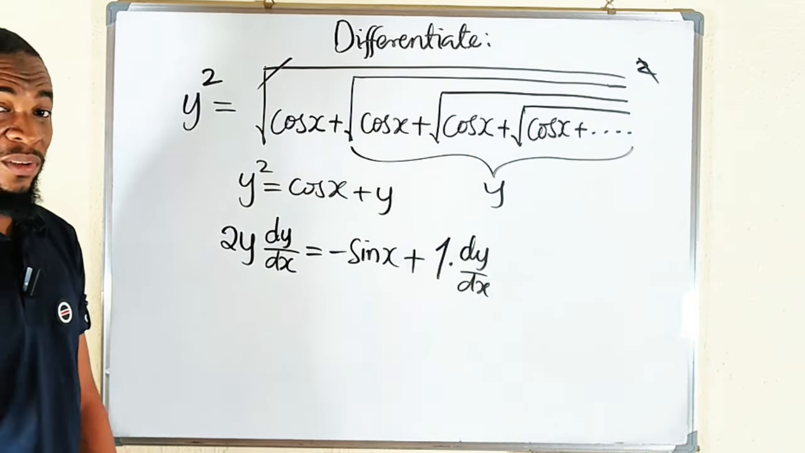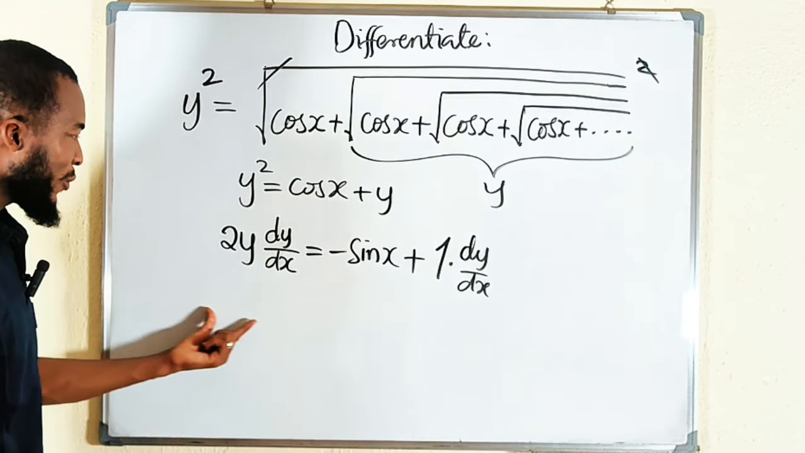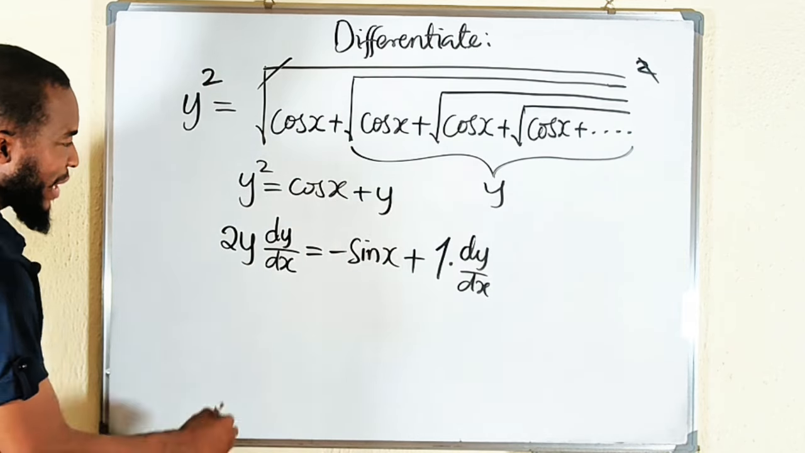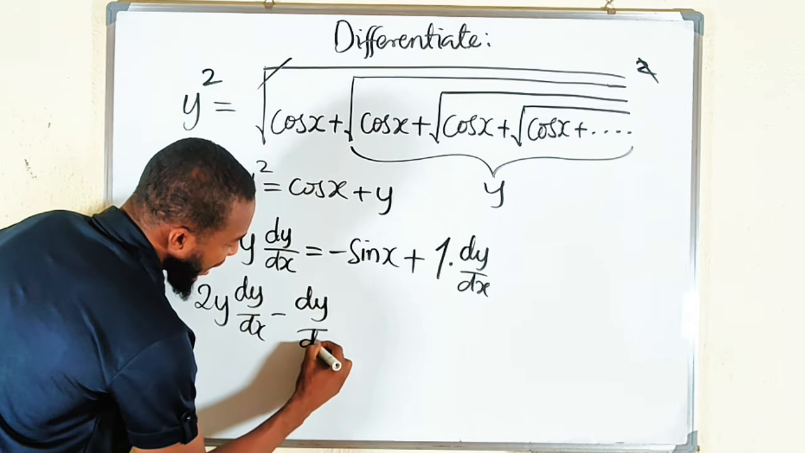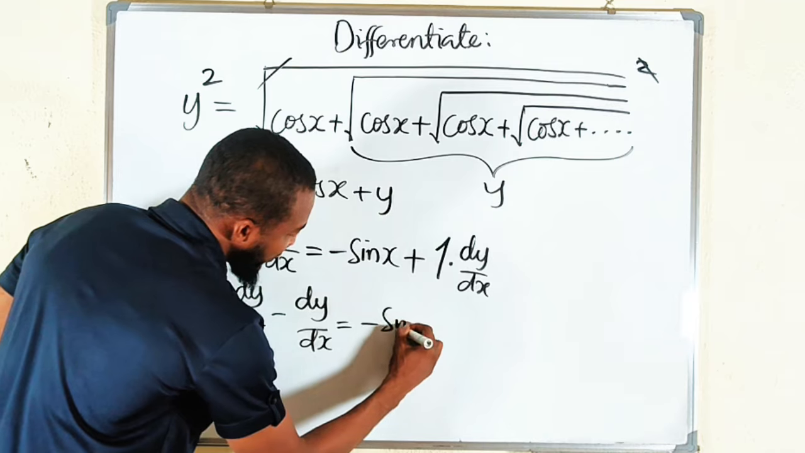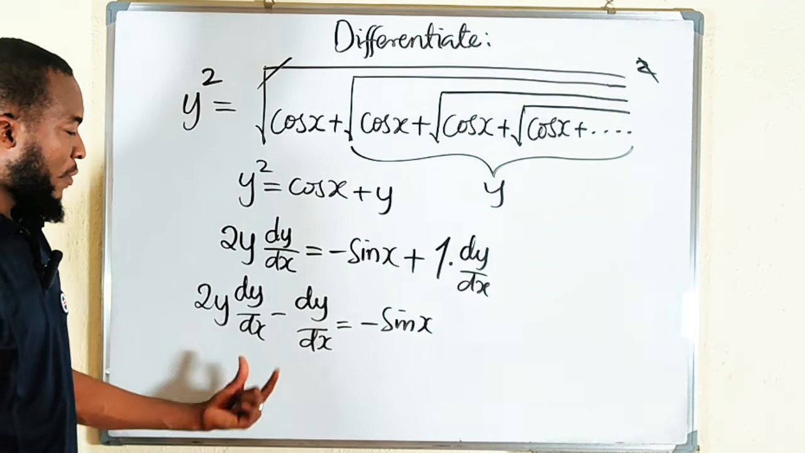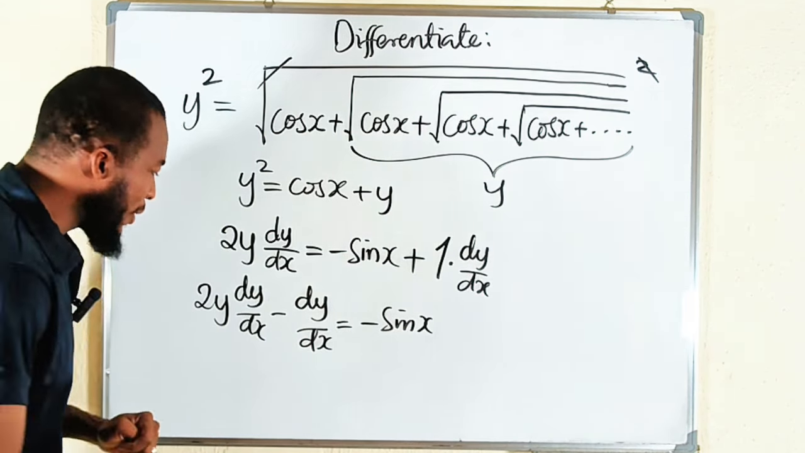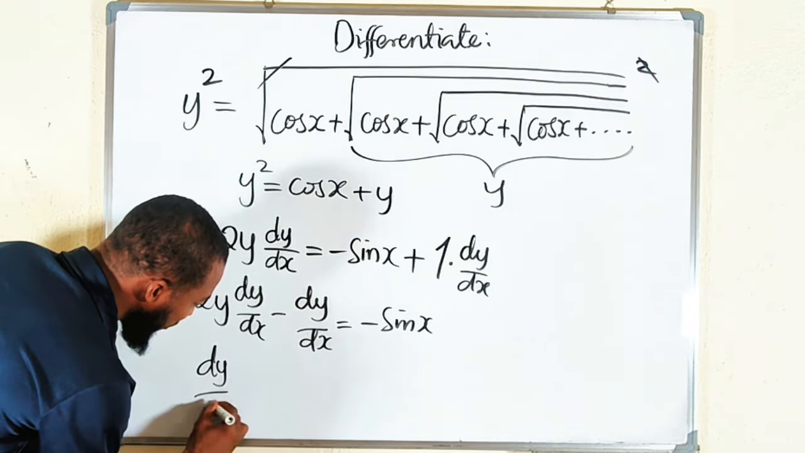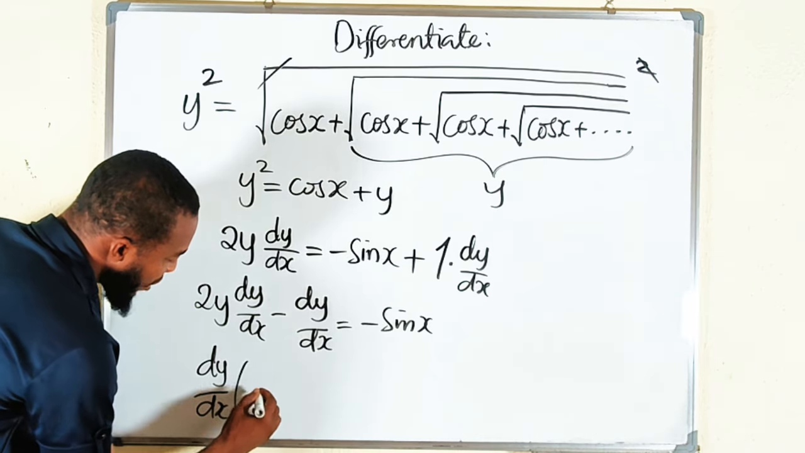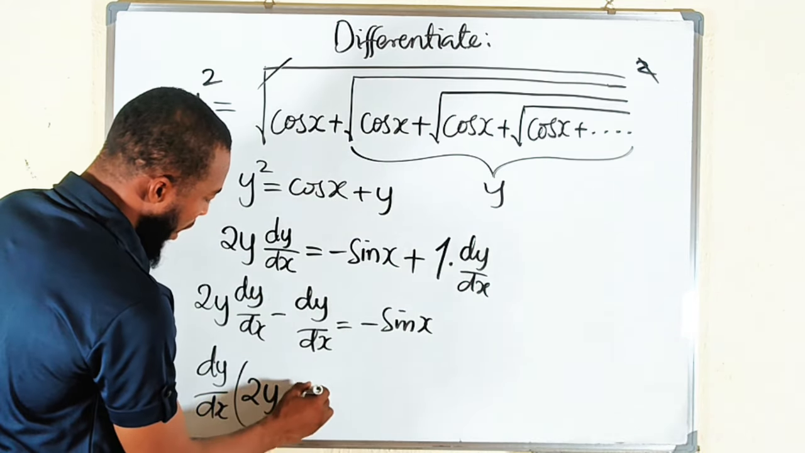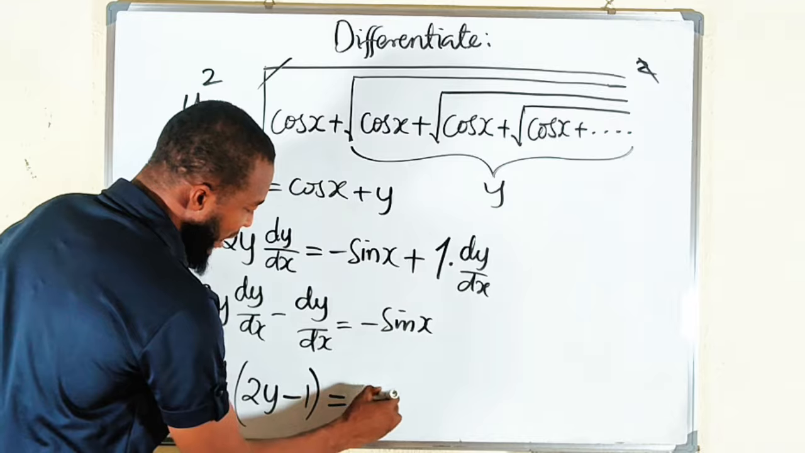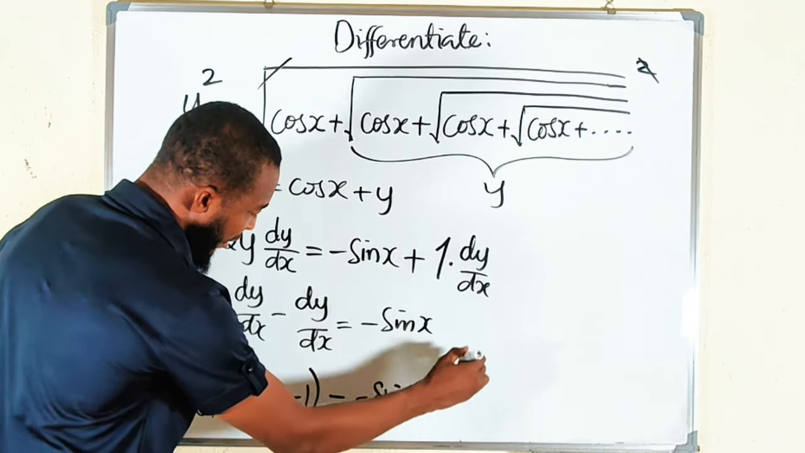Now let us bring those with dy over dx to the left. Bring this one, it becomes negative. You have 2y dy over dx. As that crosses over, it becomes negative dy over dx. And this is equal to negative sine x. What do we have in common between these two terms? Dy over dx. Bring it outside. Dy over dx. Inside here you have 2y minus 1, equals negative sine x.